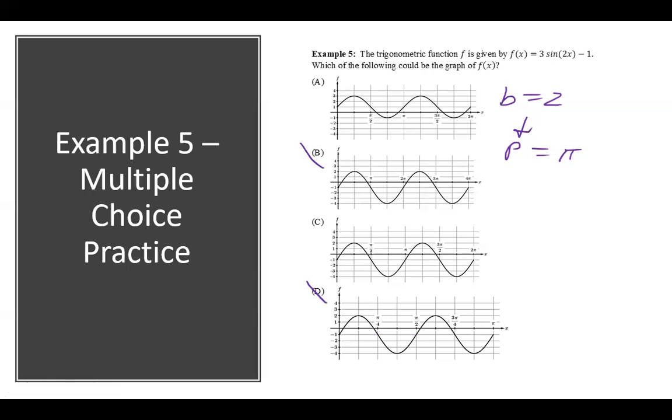Next comes the easy part, which is your amp and your midline. So now we know that our midline needs to be at negative 1. So where is this midline at? 1. Where's this one at? So the answer had to be C. Ta-da! Easy peasy. Perfect.